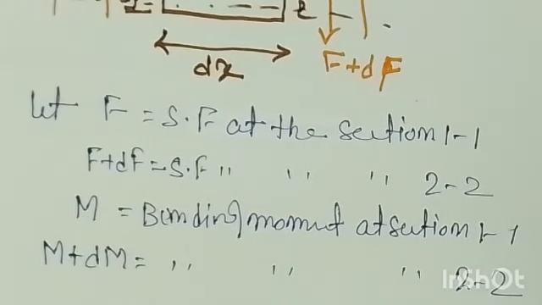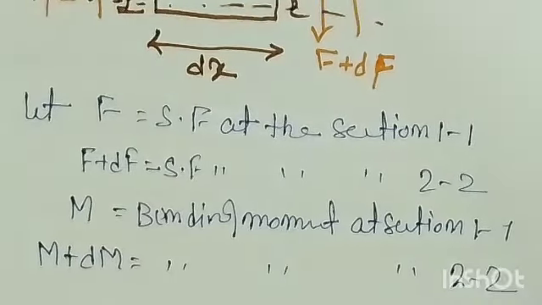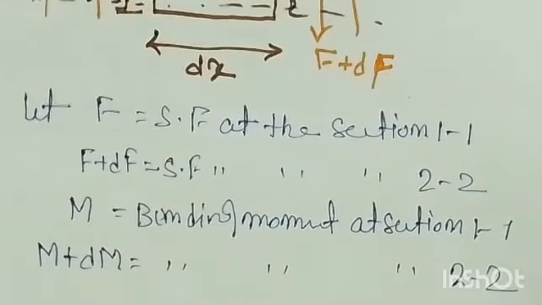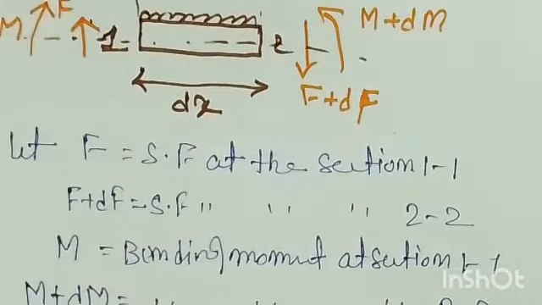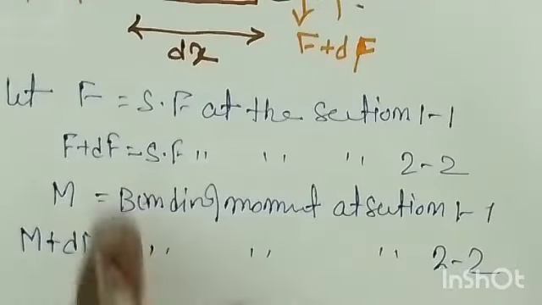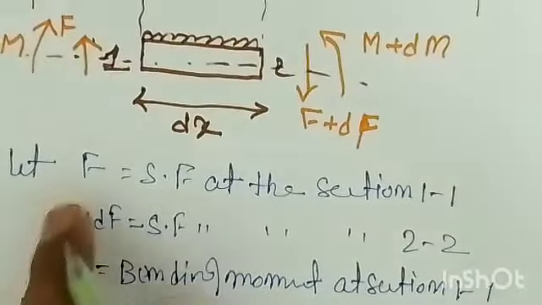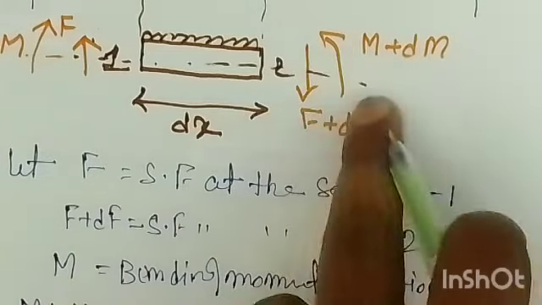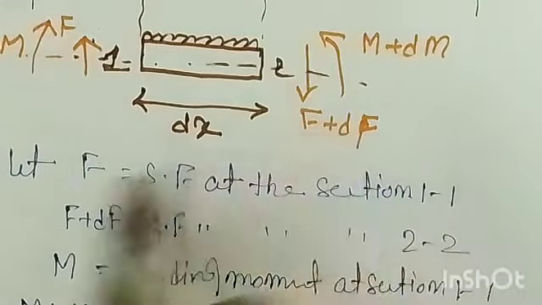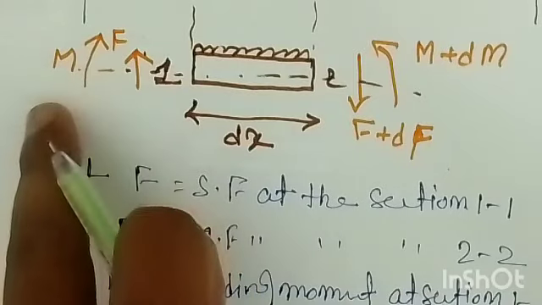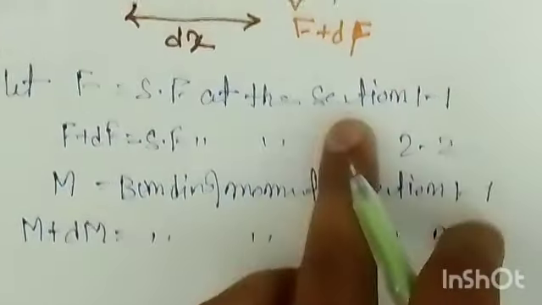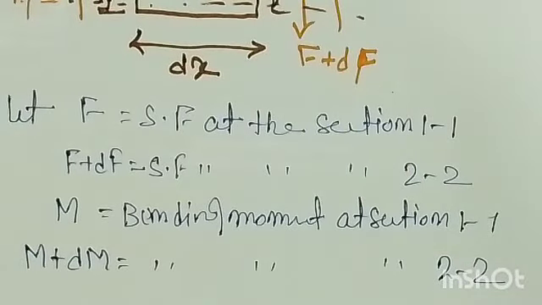Then we have forces and moments acting on the length dx. The forces are: shear force F at section 1-1 acting vertically up, and F plus dF acting vertically downward at section 2-2. And M is acting at section 1-1 clockwise, and M plus dM is acting anti-clockwise at section 2-2.